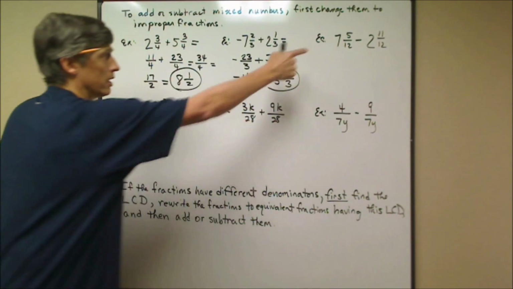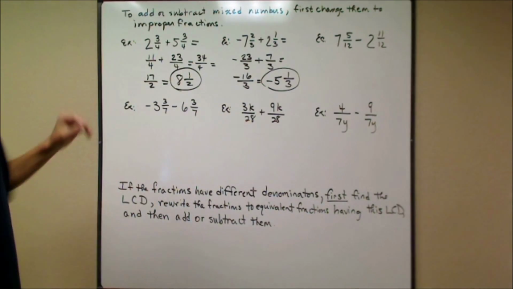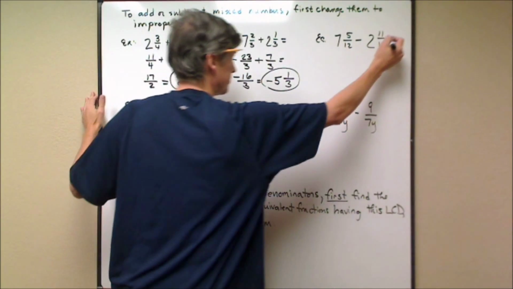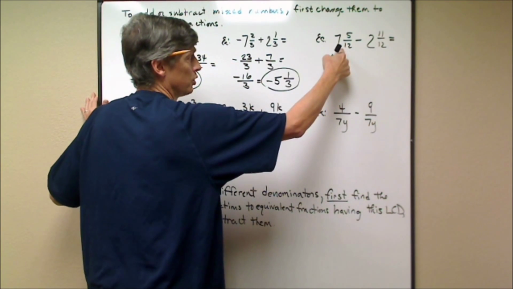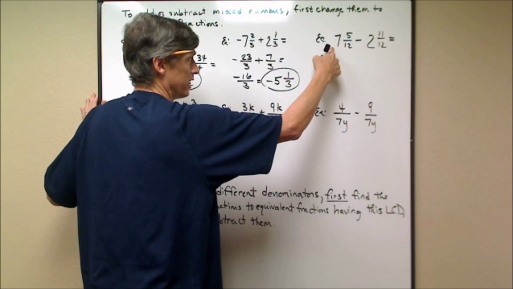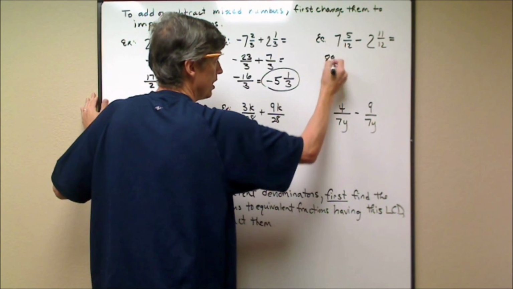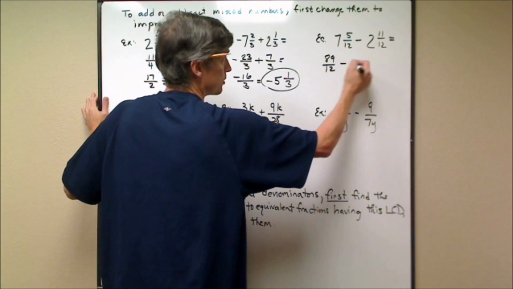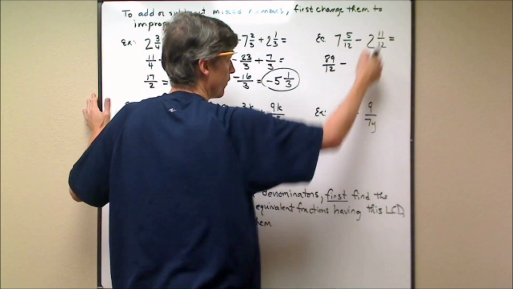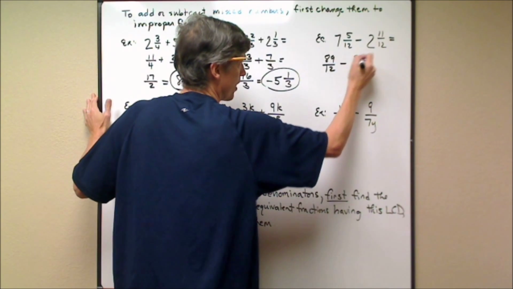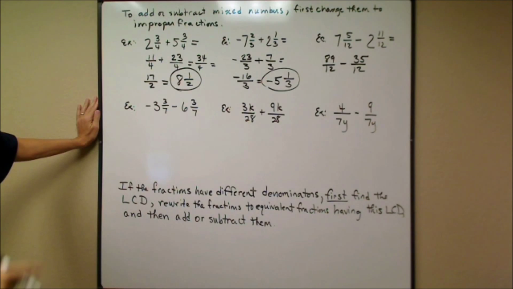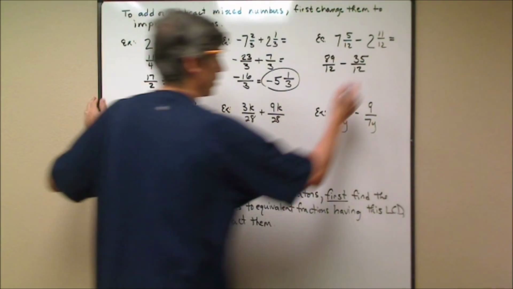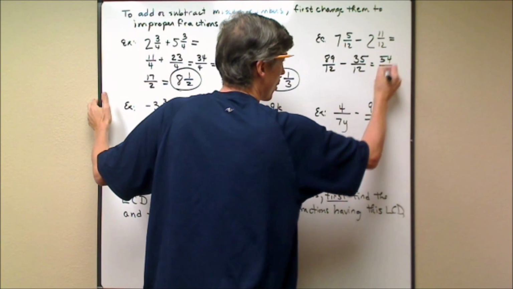There's your guy. This last example here on the top row, my common denominator is 12. So I'm going to be dealing with slightly bigger numbers, not too bad. I'm going to change this into an improper fraction. 12 times 7 is 84, plus 5 is 89. 89 all over 12. And I'm subtracting 12 times 2, 24, plus 11 is 35. Keep the same denominator. Now I'm going to subtract the numerators. I have 89 minus 35 is 54. So this is 54 all over 12.